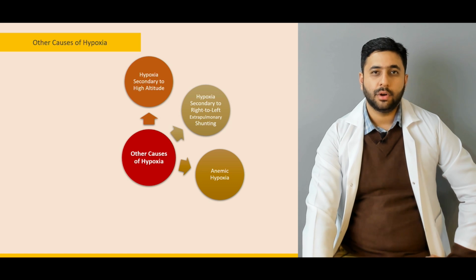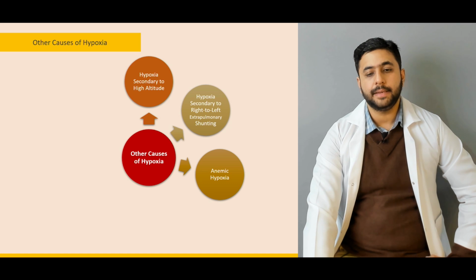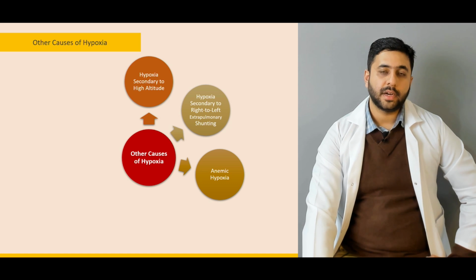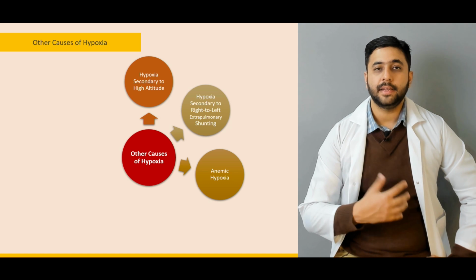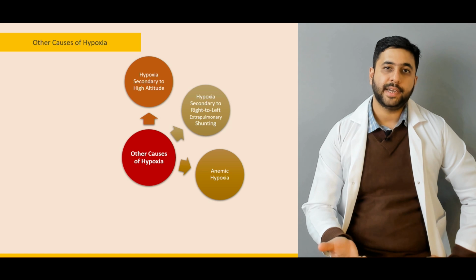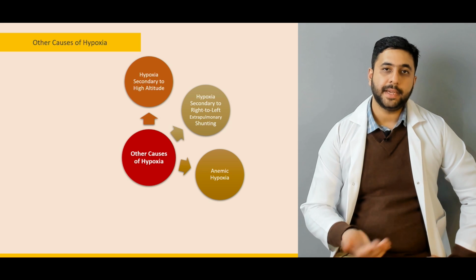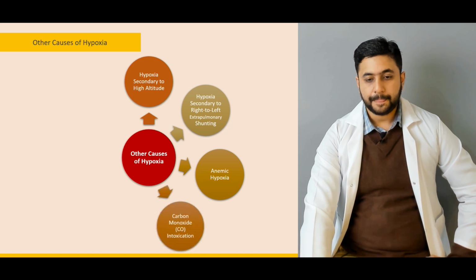Similarly, if we do not have enough hemoglobin in our system, the patient is anemic, there is a decrease either because of deficiency of iron or because of any other cause of anemia. If the hemoglobin is not available to carry the oxygen, then how can we adequately oxygenate our system? So any cause of anemia can also lead to hypoxia.